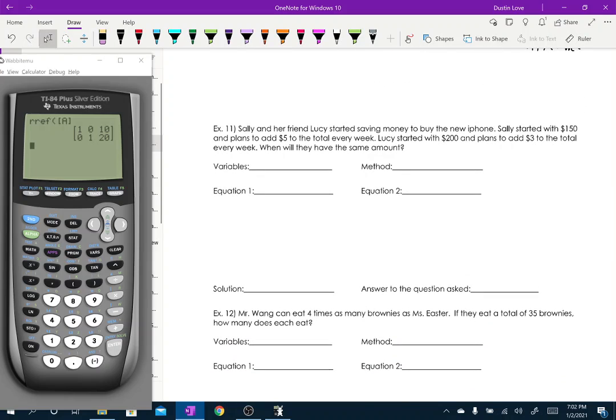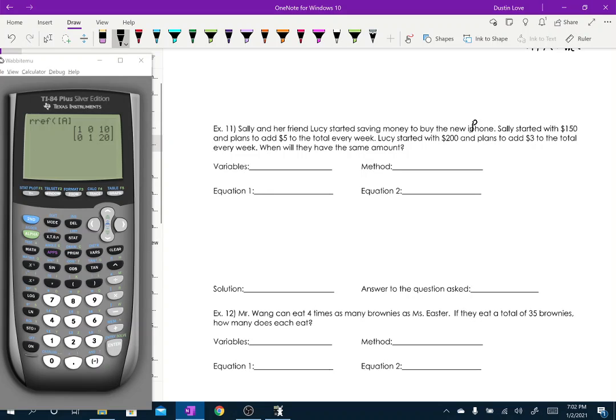Okay, Sally and her friend Lucy started saving money to buy a new iPhone. I guess that P should be capitalized, shouldn't it? Could be proper here. Okay. Sally started with $150 and plans to add $5 to the total every week. Lucy started with $200 and plans to add $3. When will they have the same amount?